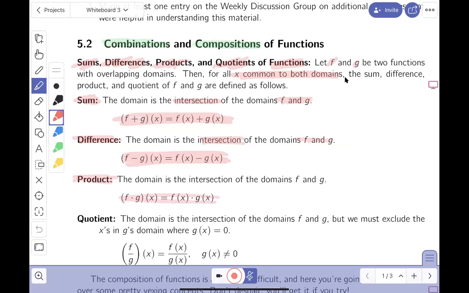All right, how about products? Well, it's sort of self-defined. If someone says product, we're just taking the product of two functions. What's their domain? Again, it's the intersection of the domains of f and g. That's where they overlap.